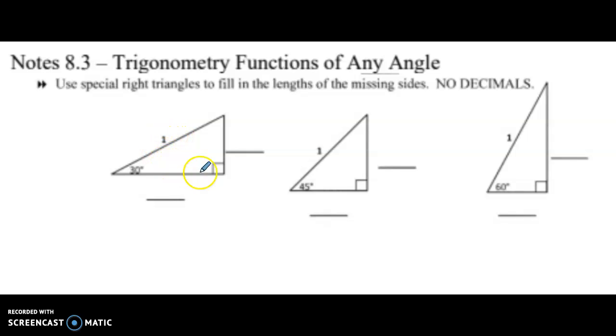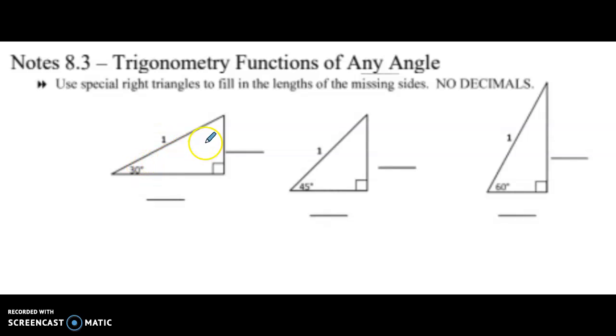So this first one, if you recognize, it's a 30, 60, 90 triangle. The second one is a 45-45 triangle. The third one is also a 30, 60, 90 triangle. But on this one, we're going to focus more on this 60-degree angle. And you'll see why in just a second. But what we're going to look at first is, what are the lengths of the three sides if the hypotenuse is 1? And notice the hypotenuse is 1 on all three of these triangles. So that's going to help us remember that.